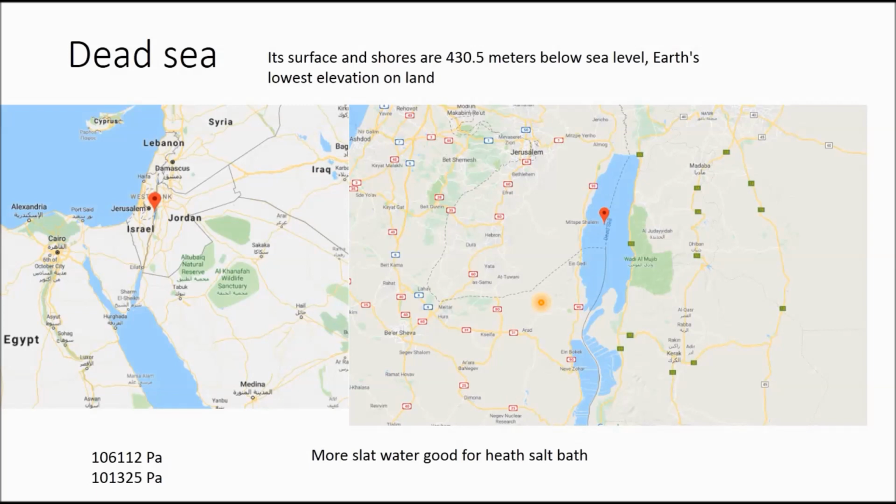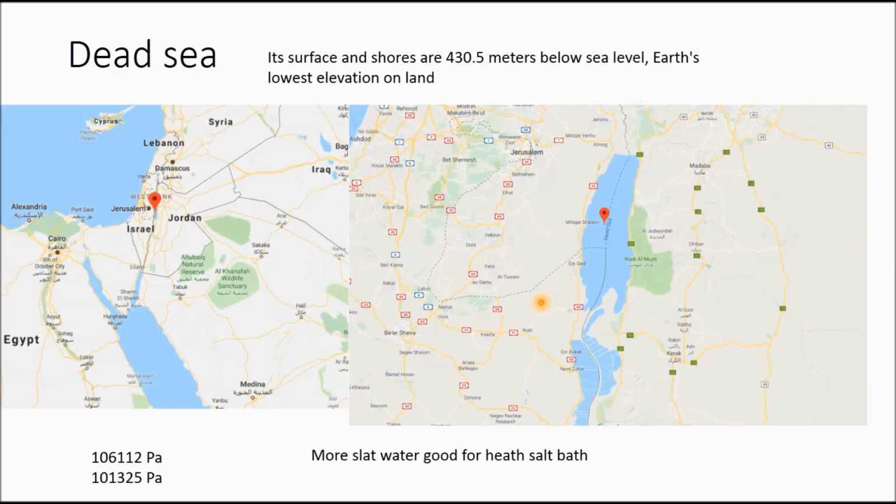Okay. So what is below the atmospheric? Its surface and the shores are 430 meters below sea level, and it is Earth's lowest elevation on land. It contains more salt water, good for health and salt baths. And here you can feel the atmospheric pressure difference in this area.